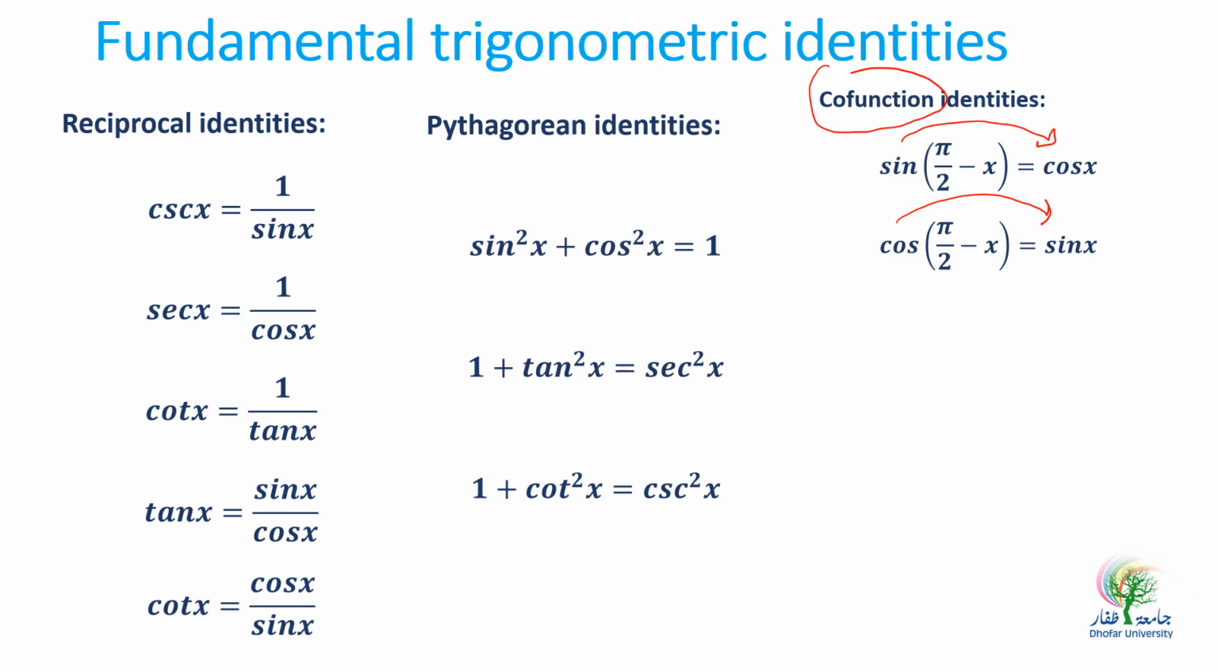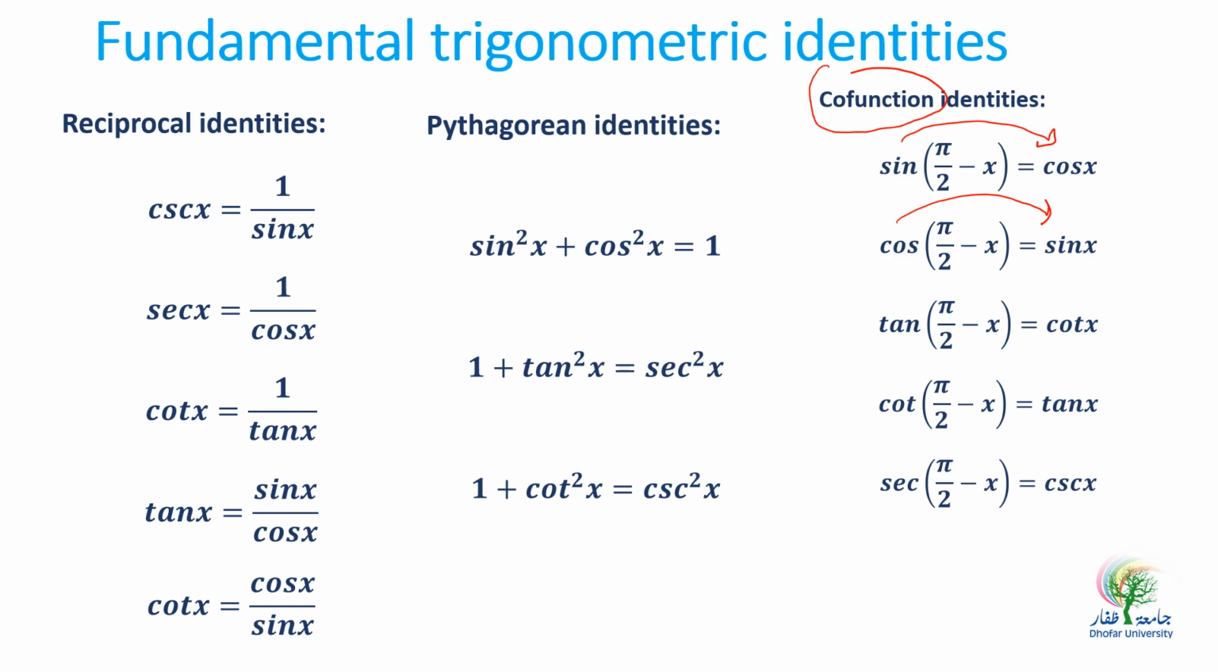Similarly, tangent, cotangent, and secant, cosecant. So tangent of pi by 2 minus x is cotangent x, and cotangent of pi by 2 minus x is tangent x. Secant of pi by 2 minus x is cosecant x, and cosecant of pi by 2 minus x is secant x.